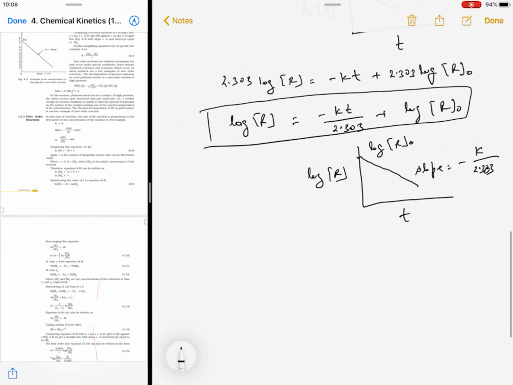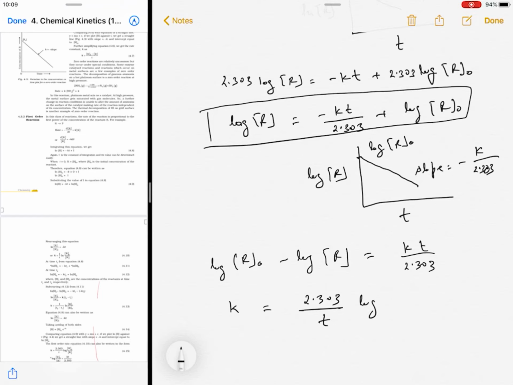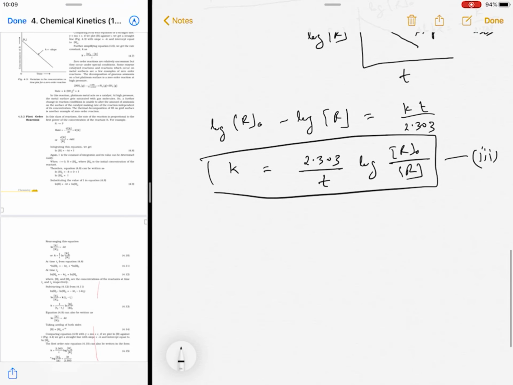If we simplify it, we get log of R naught minus log of R equals kt upon 2.303, or we can say k equals 2.303 upon t log of, since log A minus log B can be written as log A upon B, R naught upon R. So this is another form of the integrated rate equation, and this equation will be used in numerical problems.